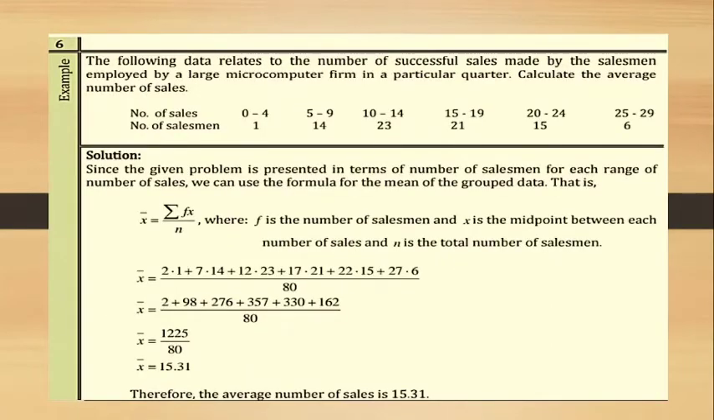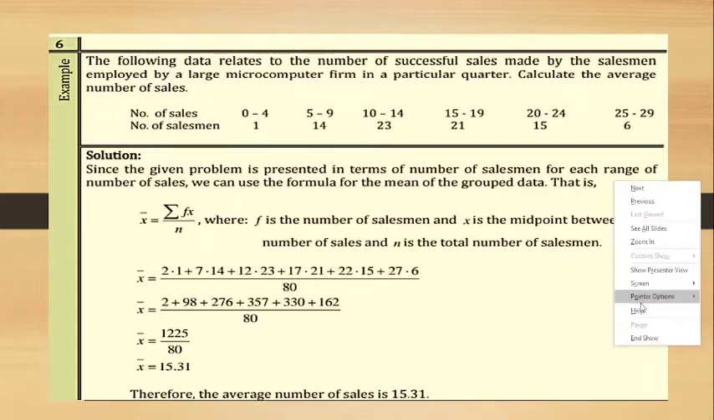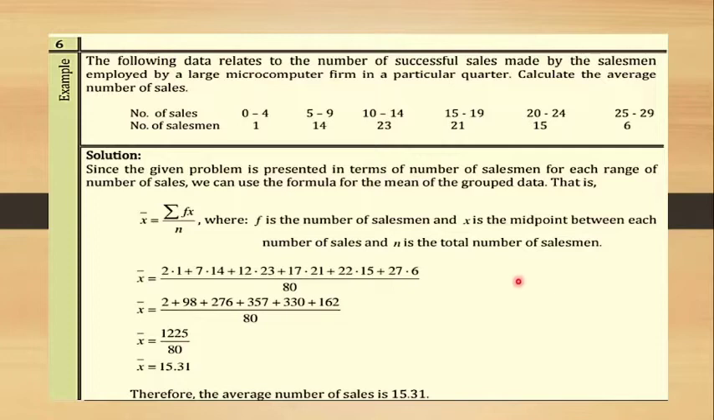Another example. The following data relates to the number of successful sales made by the salesmen employed by a large microcomputer firm in a particular quarter. Calculate the average number of sales. We have here the number of sales, 0 to 4, number of salesmen, 1. 5 to 9, number of salesmen, 14. 10 to 14, the number of salesmen is 23.